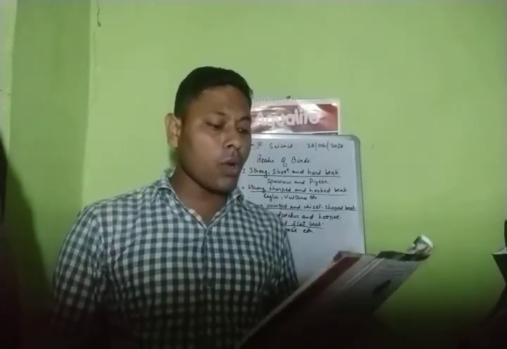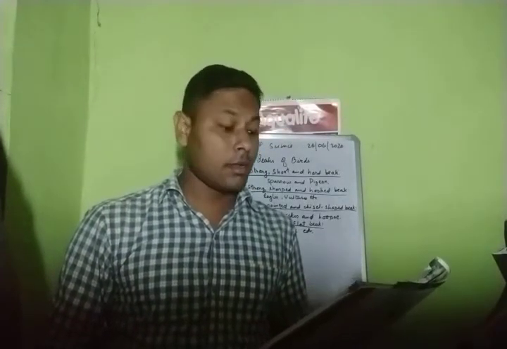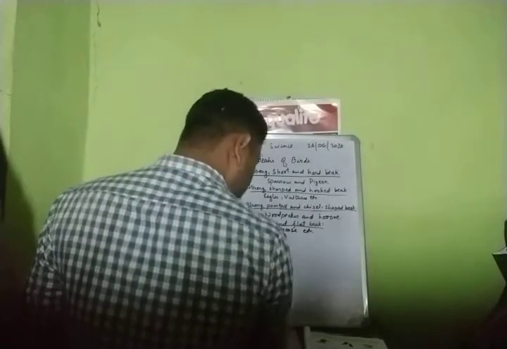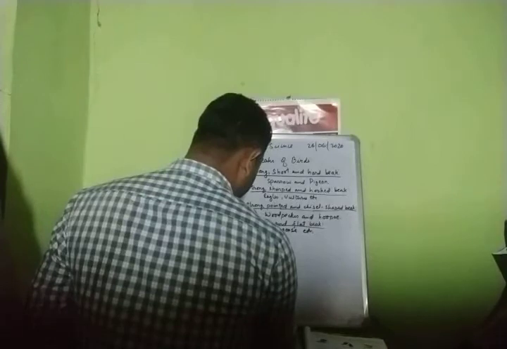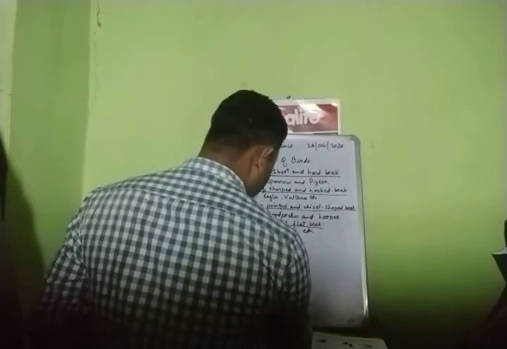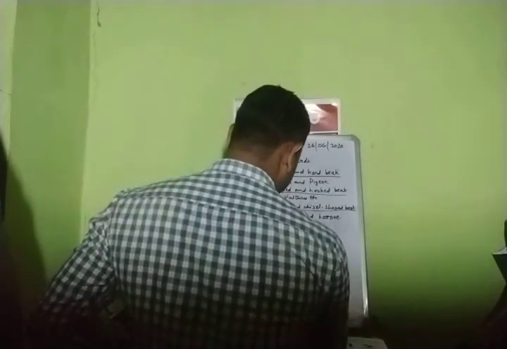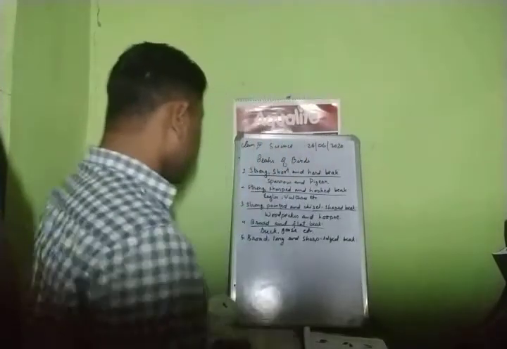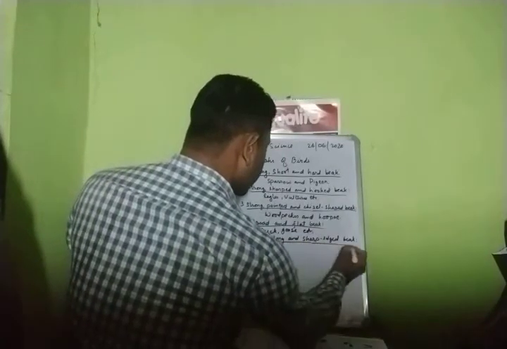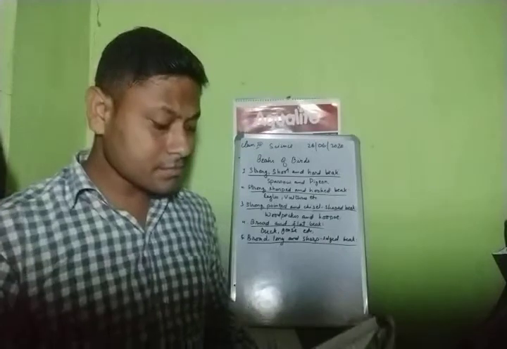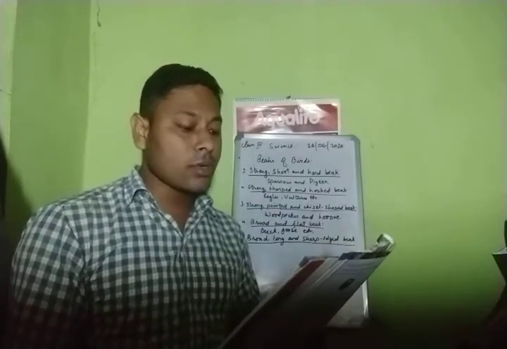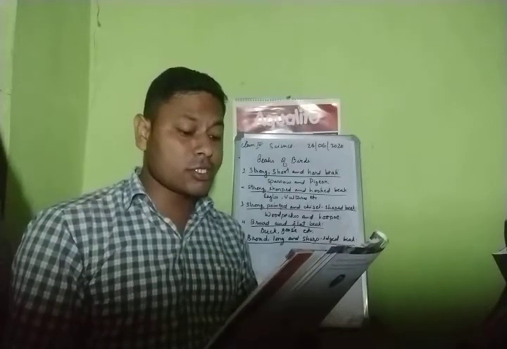Next we see the broad, long, and sharp edged beak. Point number 5 says broad, long, and sharp edged beak. Now let us see what is there. Fish eating birds such as pelicans catch fish, frogs, and crabs with these broad, long, and sharp edged beaks.